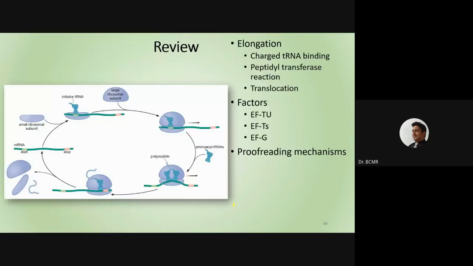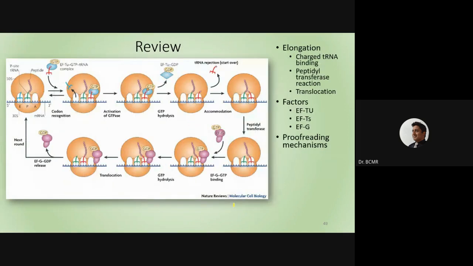So I will review quickly, and then we will go to termination. This is the overall picture of how you can see translation elongation at the A site, from a research paper. It shows elongation. The first step is charged tRNA binding. Second is the peptidyl transferase reaction. In charged tRNA binding, we also read about proofreading mechanisms. Upon that, we have the peptidyl transferase reaction and then translocation.